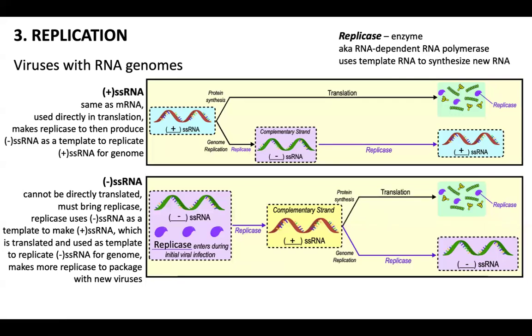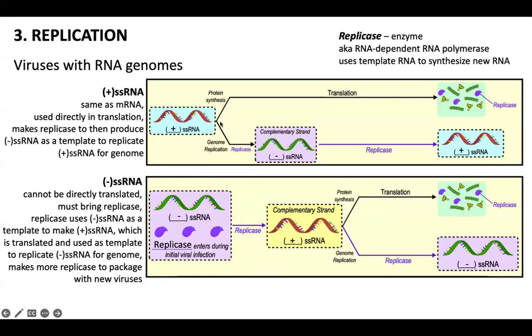And so with the positive single-stranded RNA, the translation goes real smoothly, but it needs to make more copies of itself. It needs to replicate its genome. And animal cells don't have replicase. They don't have a polymerase to make more RNA from RNA.